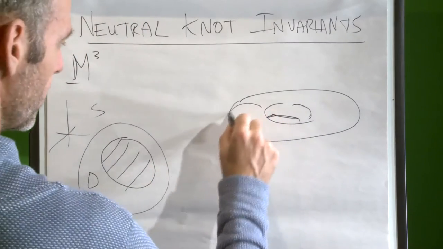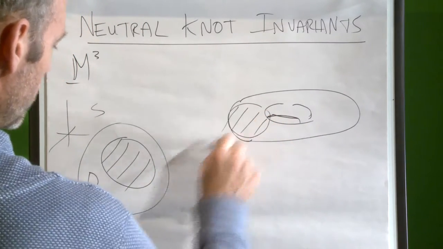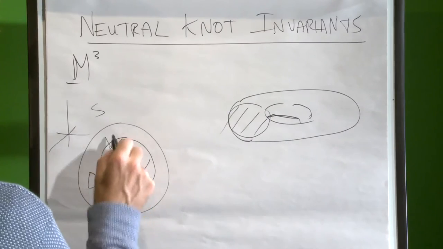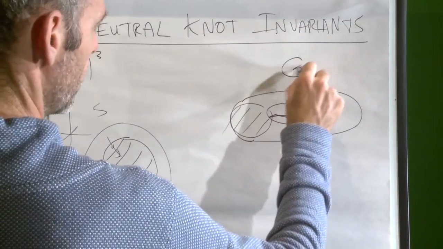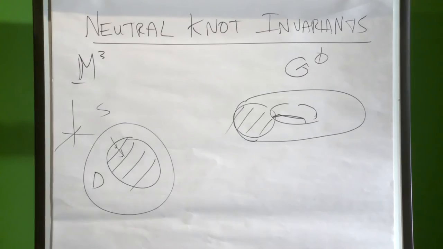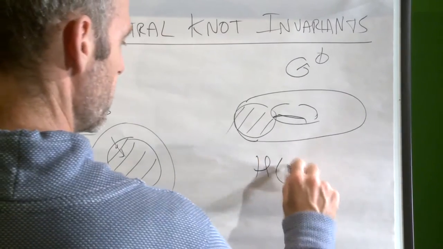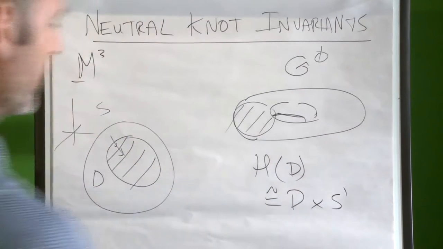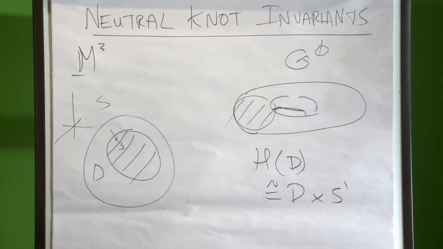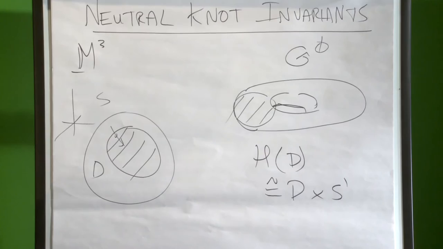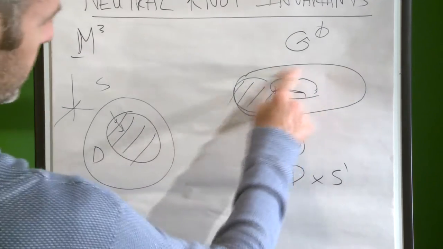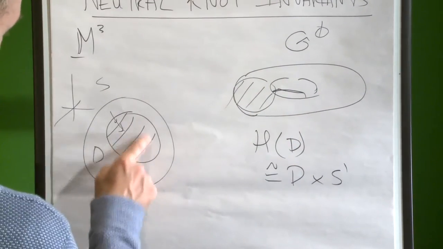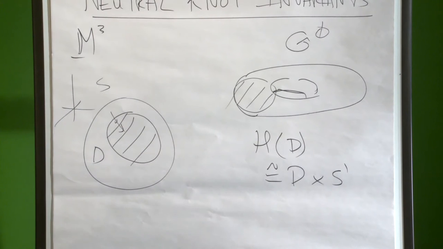So your disk here will be here, and as you rotate around, that's your angle phi. So this H of D is D cross S1. It's a two disk cross S1. It's a solid torus. Now, what I'd like to be able to do is see what kind of knots in the solid torus arise from what line fields in this surface.